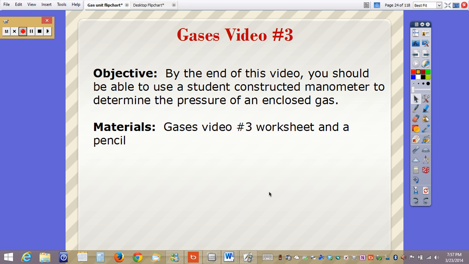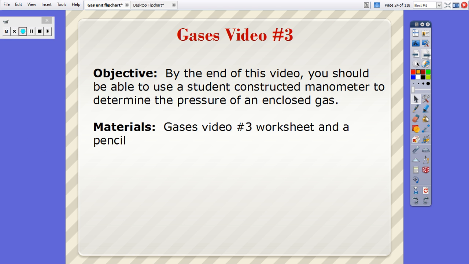This is gases video number 3. By the end of this video, you should be able to use a student-constructed manometer to determine the pressure of an enclosed gas. You will need to have your gases video number 3 worksheet and a pencil. As always, this video will be due the next day you have class.